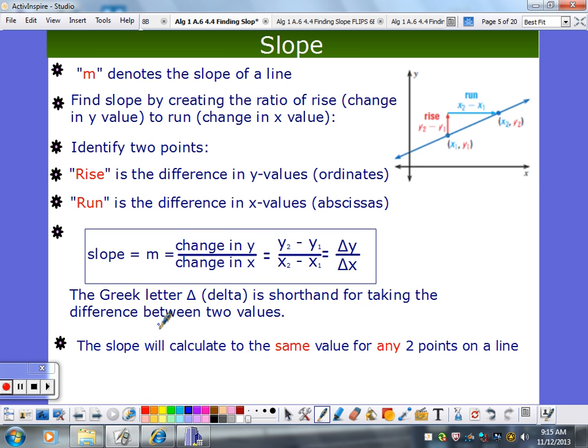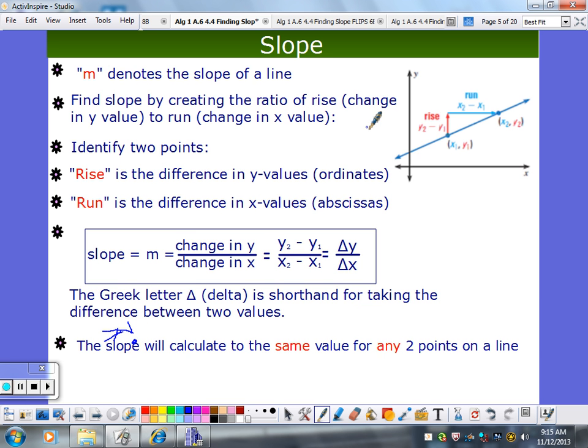Can you find it on your notes? Who can find this bullet? The slope will calculate the same value for any two points on a line. Find it on your notes, the bullet near the top. You find it? Yeah, circle it and put a little star. And this is kind of important, exclamation point.